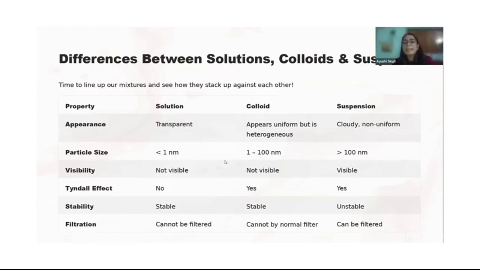Now particle size, we just now discussed, right? For solutions, it is less than 1 nanometer. For colloids, it is somewhere between 1 to 100 nanometer. Different colloids can have different particle sizes. Coming to suspensions, it is more than 100 nanometer. If we talk about visibility, solutions not visible, colloids not visible, suspensions are visible. You can see through your naked eyes.